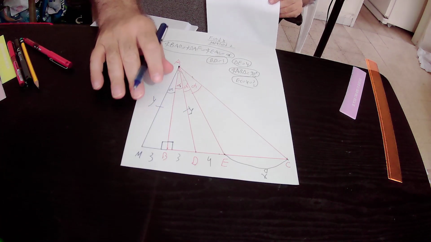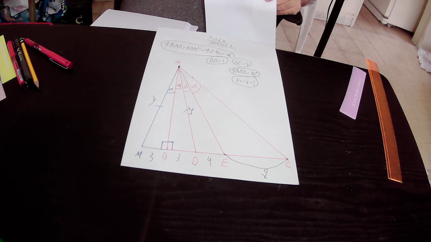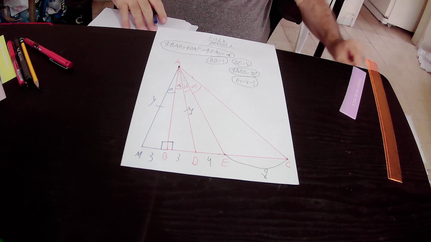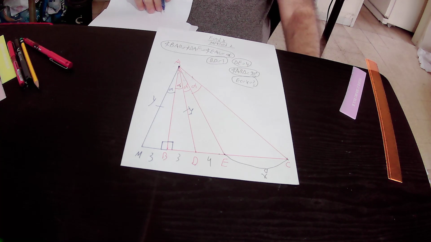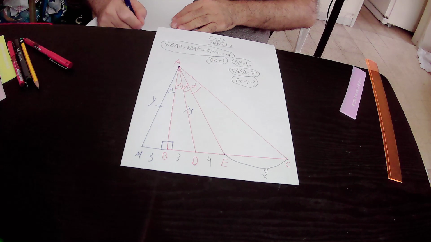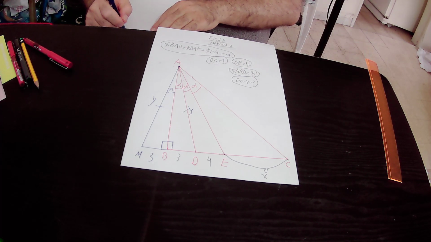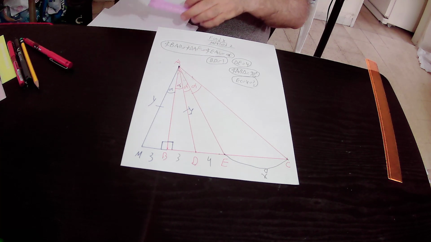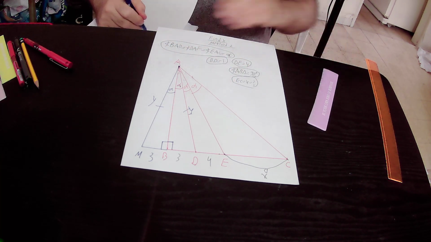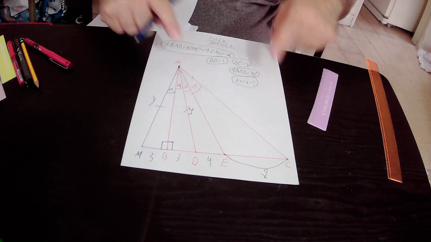So in the next step we will focus on triangle ADC. So on triangle ADC, we know that AE is angle bisector. AE is angle bisector in triangle ADC.